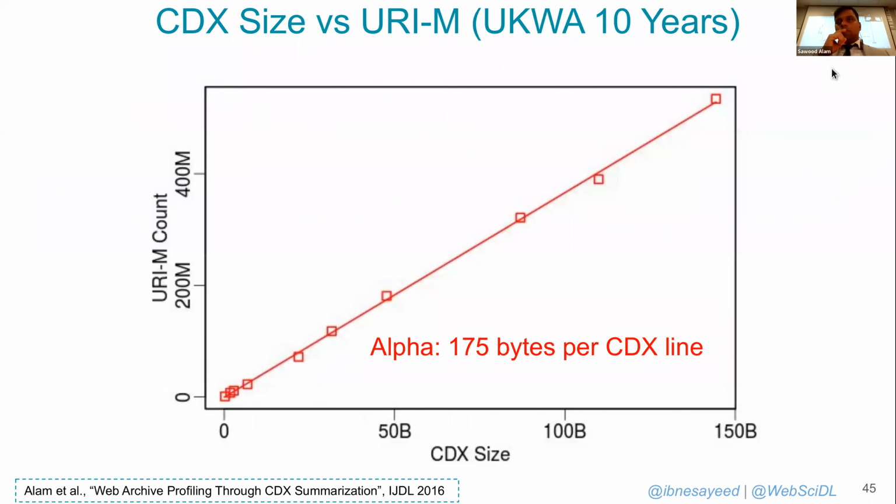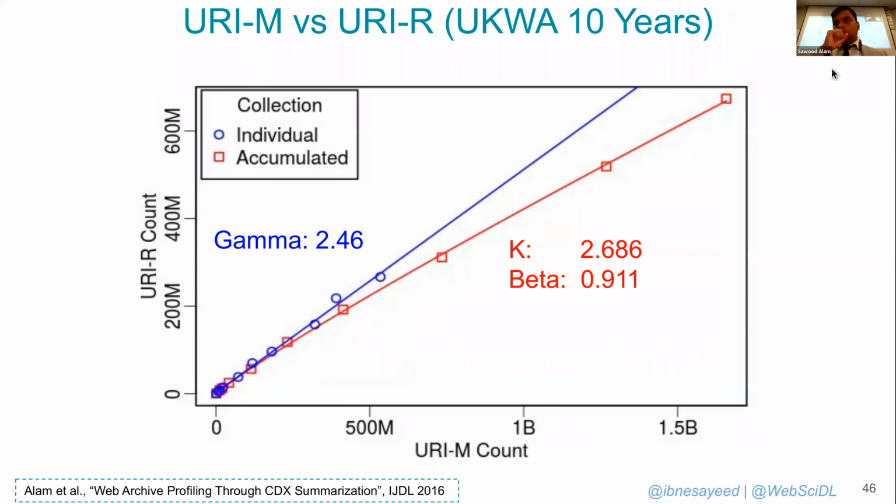So then we started evaluating. We established a relationship called alpha, which is the proportion between CDX size and URI count. What we found in the UK Web Archive data set is that each line of a CDX file was about 175 bytes long, which means if we know the CDX size, we can directly guess how many mementos are there without counting those lines. Then we established a relationship between URI-Ms and URI-Rs. We call it gamma. In the case of UK Web Archive, it was 2.46.